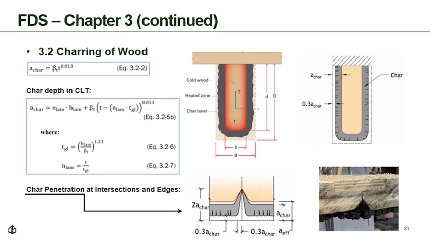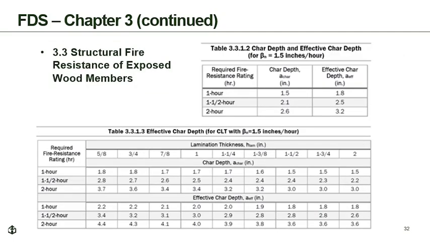of exposed wood members. And then using the char depths calculated in accordance with Section 3.2, Section 3.3 of the FDS provides calculation procedures for determining the structural fire resistance of those exposed wood members. As with Section 3.2, these provisions are consistent with, but more extensive than NDS Chapter 16 provisions.